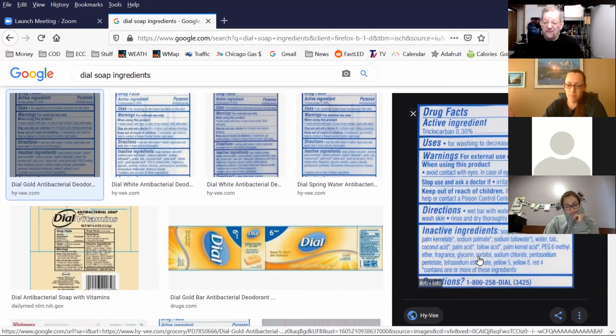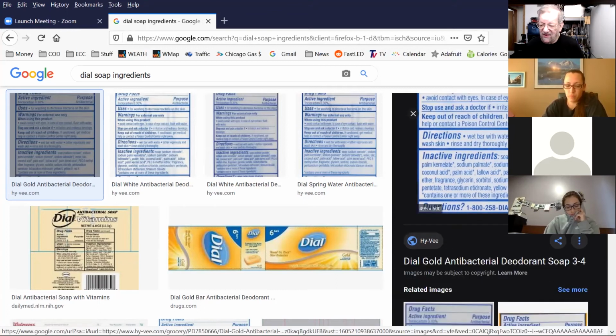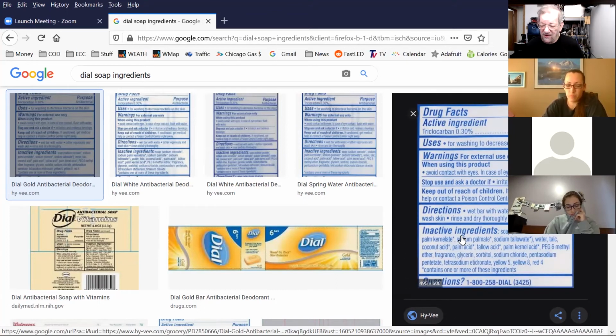Sodium chloride is put in there as a viscosity modifier when they make the soap, and pentasodium pentetate and the next one are preservatives, along with the different colors. Now this one has these colors. Sometimes you'll see titanium dioxide, which is usually for a white color. I'm surprised they don't have that here. But the key thing here is it's a carboxylate anion of a fatty acid.